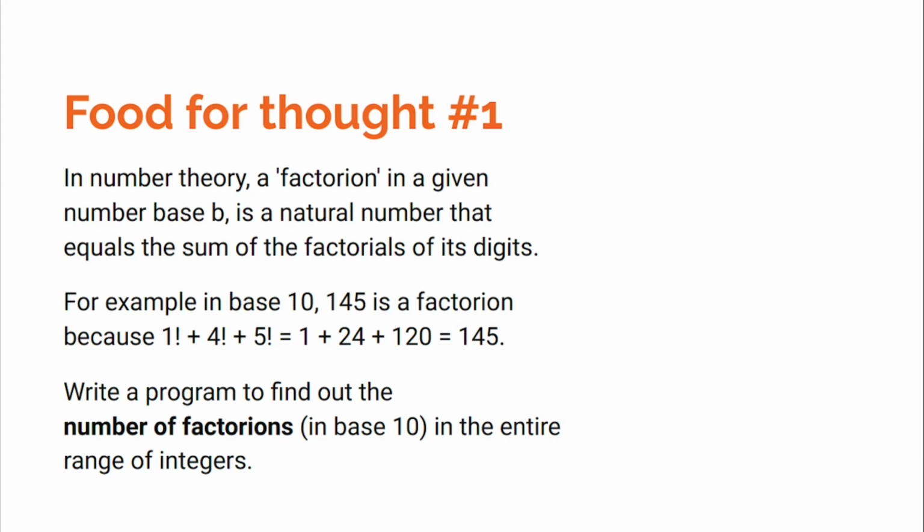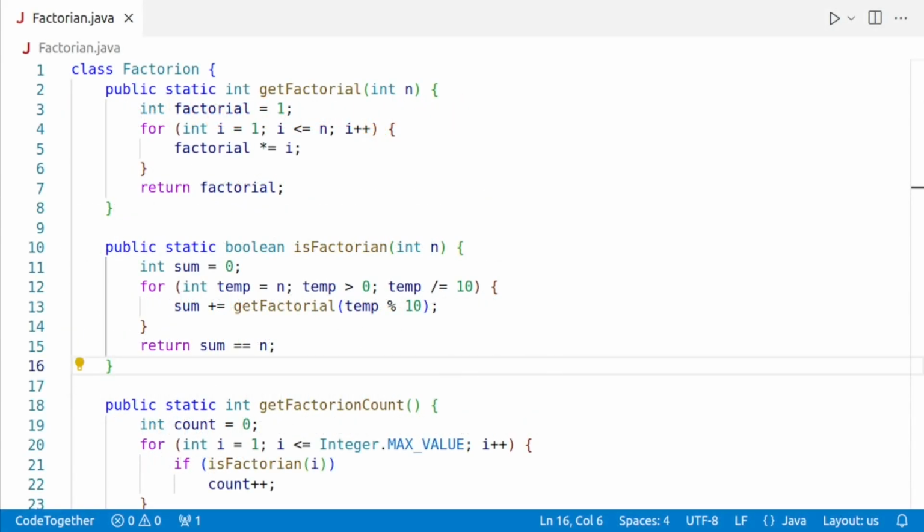The problem was to write a program to find out the number of factorians in base 10 in the entire range of integers. We also developed a simple solution in the last video which was correct but failed to give the answer in a reasonable time frame. In this video, I'll tell you the solution to that problem. Ideally, for continuity, you should watch this video after the previous video. I've shared the link to the first part in the description below.